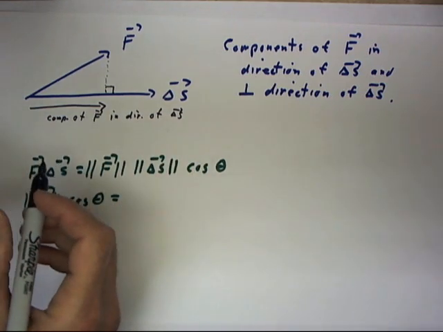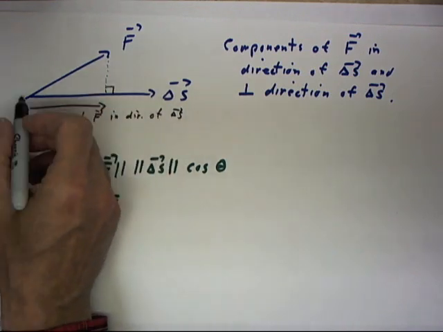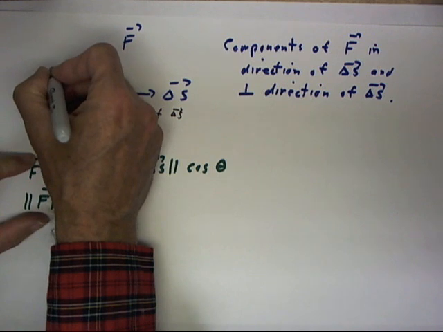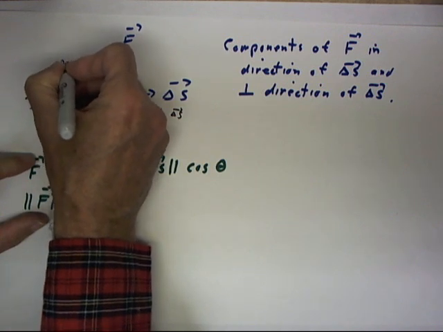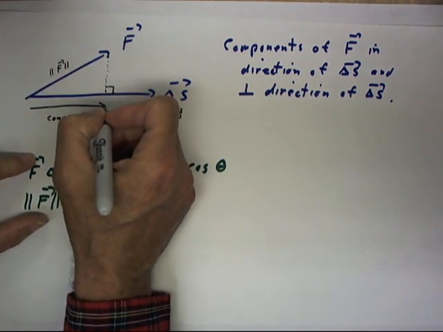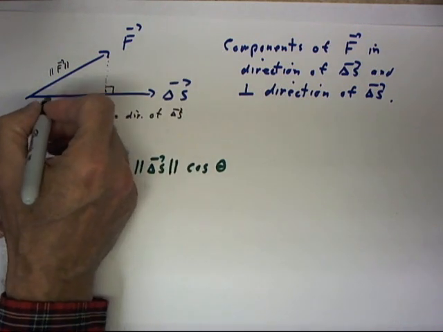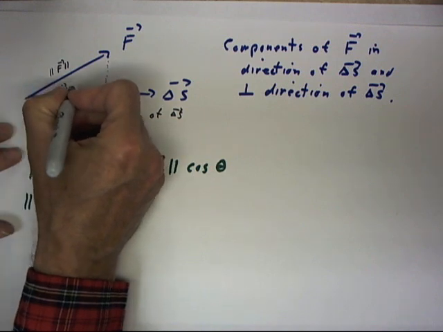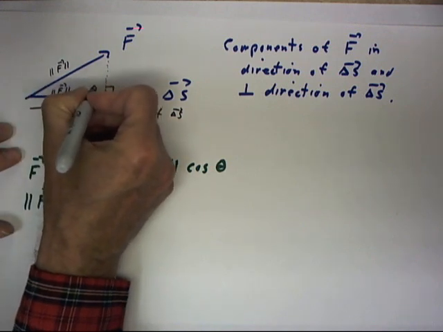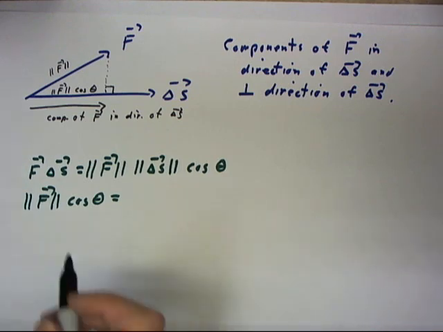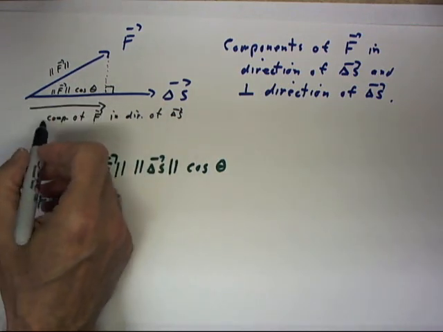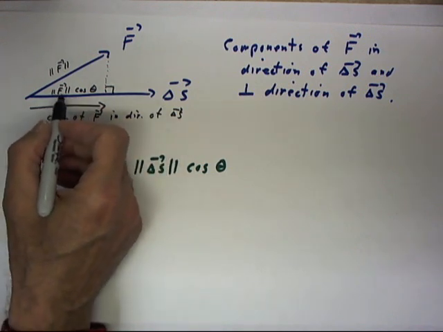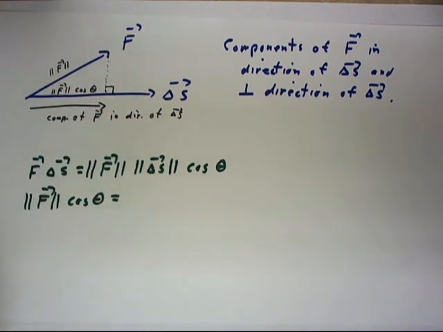Now, this component is simply one side of a triangle. This triangle has a side here that's equal to the magnitude of F. That's the hypotenuse. This is a right triangle, so this side of the triangle is just magnitude of F times the cosine of theta. So what we're trying to do is find the magnitude of this component, and that magnitude is just going to be magnitude of F cosine theta.